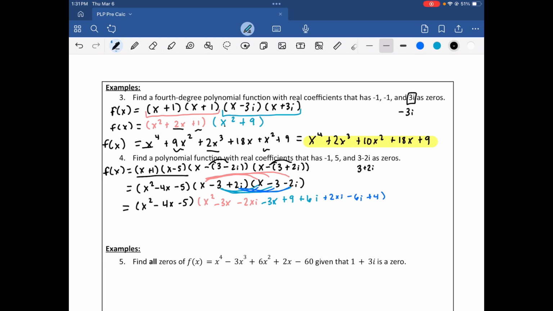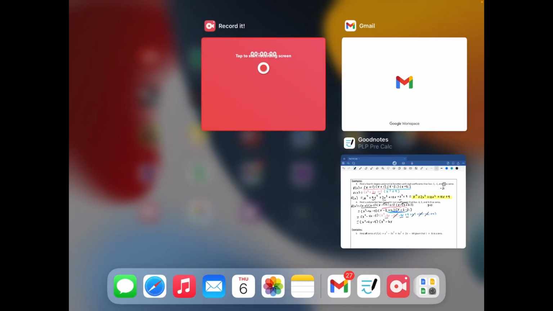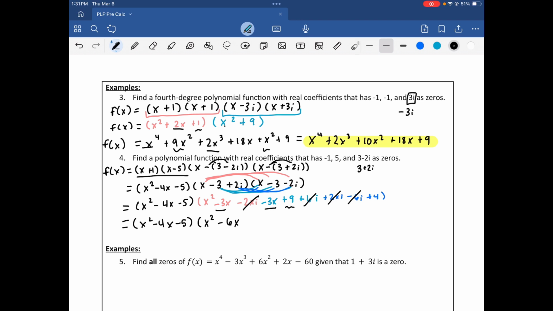Like I said, it's going to get ugly for just a second, but this step is going to work itself out. So we've got minus 2xi plus 2xi plus 6i minus 6i. And then I'm going to combine all of my like terms. So I've got x squared, I've got minus 3x, so that's minus 6x. And I've got plus 9 plus 4, so that gives me plus 13.